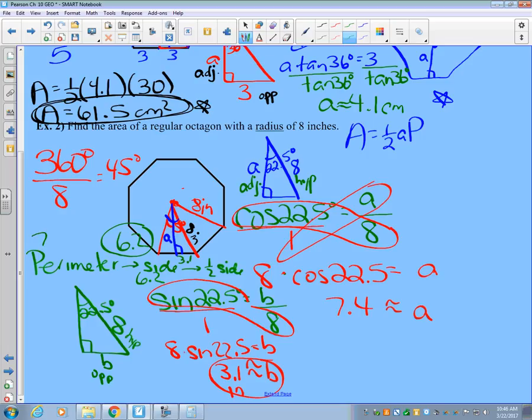It's 73.6. So the perimeter is 73.6 inches. Now, I have everything for this formula. I have got the apothem, which 9 years ago we figured out was 7.4. And we have the perimeter, which we figured out was 73.6.